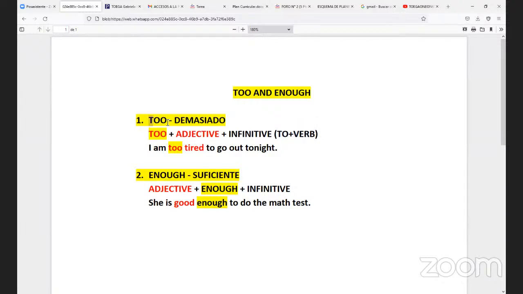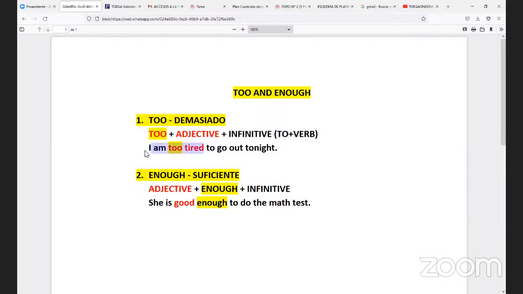Here, I will use an example with this structure. I can say, I am too tired. So this is like more than very. I'm too tired. It's like I'm really tired, I can't stay awake, for example. So this is exaggerating, or intensifying the adjective.